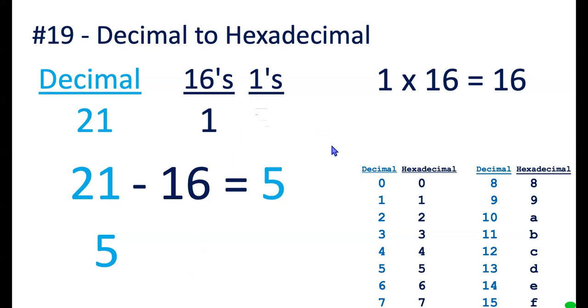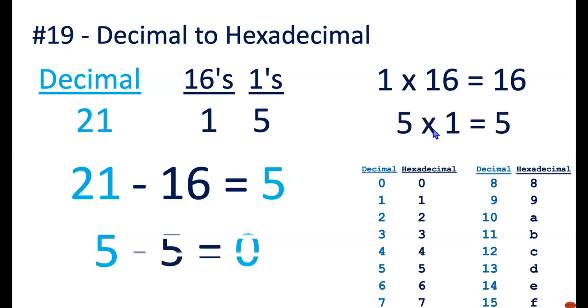How many ones am I going to give you? 5 $1 bills. 5 times 1 is 5. I don't owe you anything. Another way you can look at this, 1 times 16 plus 5 times 1, 5. 16 plus 5 is 21.